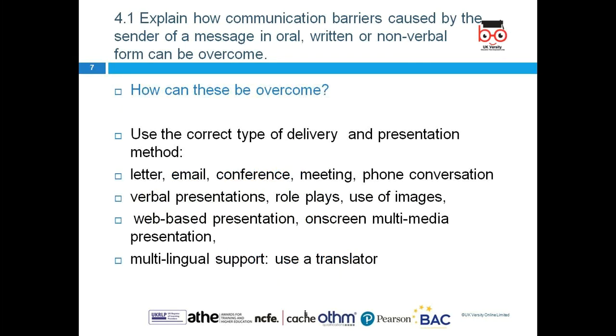So how can these actually be overcome? You've got to make sure that you use the correct type of delivery, so make sure that you're presenting your information in the correct way. If you're going to do letters, emails, or conferences, choose the method that you need. If you're going to do a verbal presentation and you've got people that may speak a different language, have a translator there. Have someone there that can maybe sit with them.